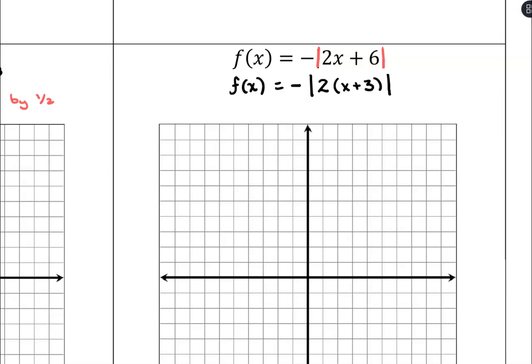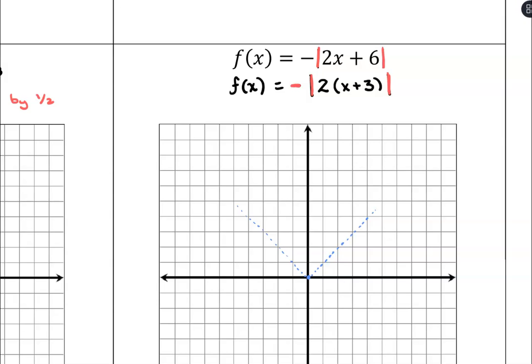So that's where we can see a separation of our horizontal compression or stretch, and then the horizontal shift. So this is our absolute value again. So we're going to have something like this for our parent function, with a nice slope of 1 and -1. And then we have this negative out front.